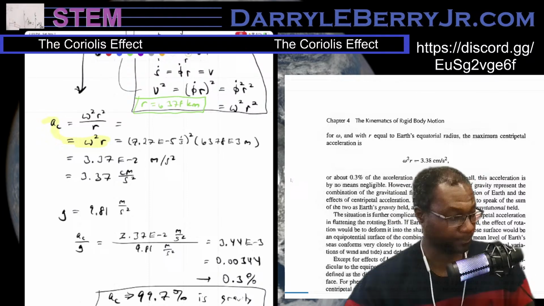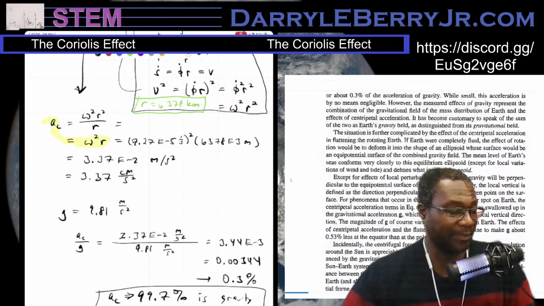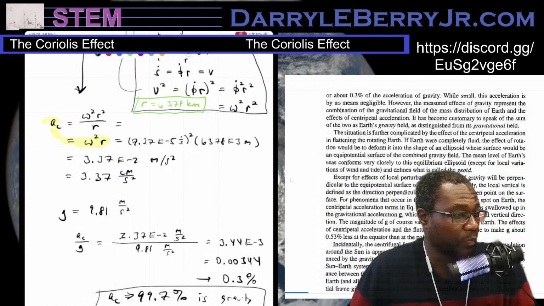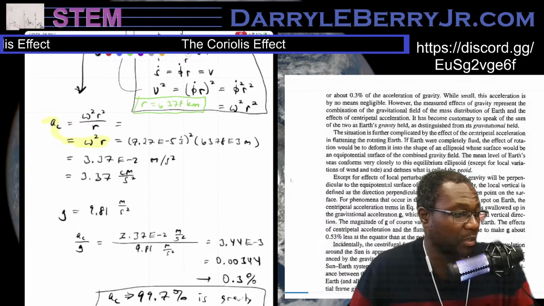Right, let's keep going. The situation is further complicated by the effect of the centripetal acceleration in flattening the rotating Earth. If the Earth were completely fluid, the effect of rotation would be to deform it into the shape of an ellipsoid whose surface would be an equipotential surface of the combined gravity field. The mean level of Earth's seas conforms very closely to this equilibrium ellipsoid, except for the local variations of wind and tide, and defines what is called the geoid.